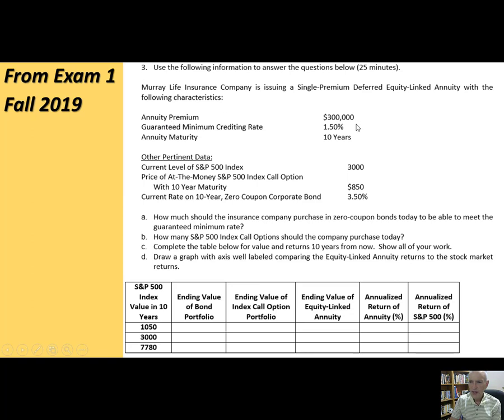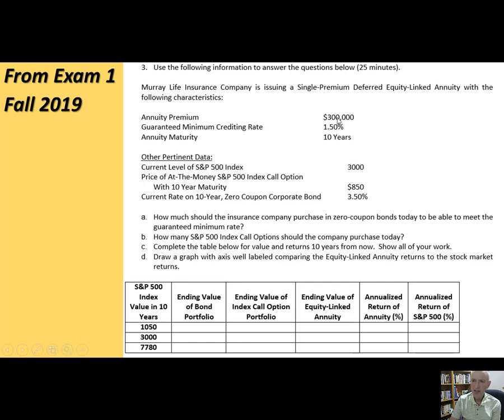So we have a $300,000 annuity. So someone walks in with $300,000 and hands it to us. It's a 10-year annuity, so it matures in 10 years. While not all equity-linked annuities necessarily mature, just to keep the math simple here, maybe you're 60 years old, and you want to build this annuity until you turn 70, when you have to annuitize it, so it's got 10 years left. And you've got a guaranteed rate of 1.5%.